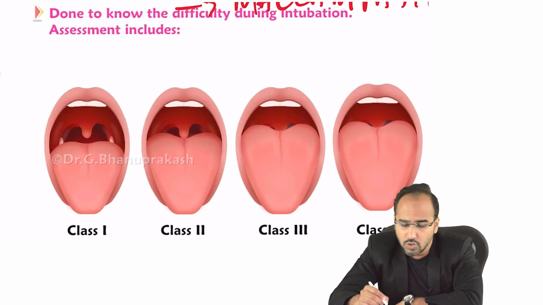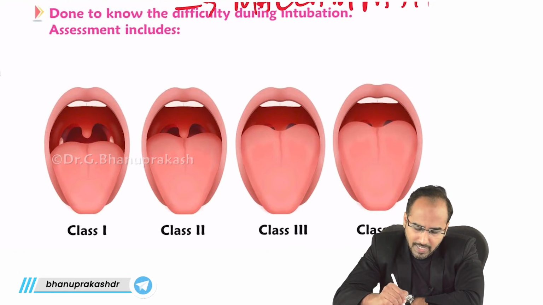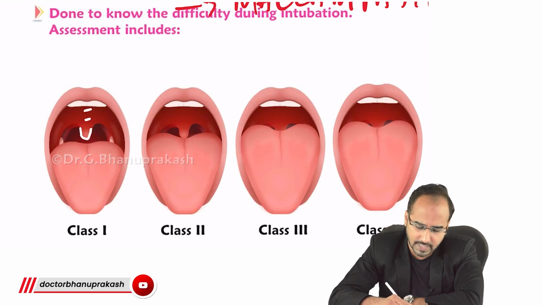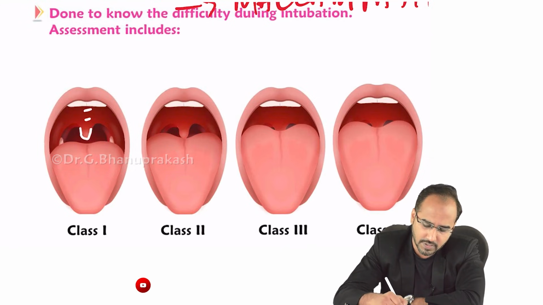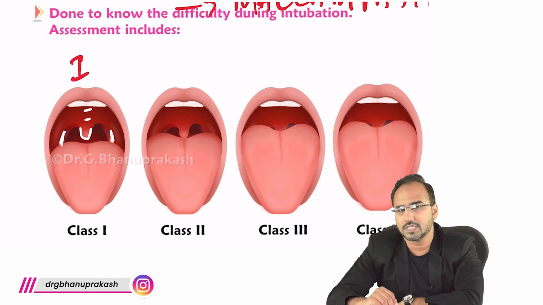When you tell the patient to open his mouth, and while the patient is opening his mouth, if you are able to see the hard palate, soft palate, uvula with tip, and if you are also able to see the tonsillar pillars, that patient belongs to Mallampati class 1. That patient belongs to what, guys? Mallampati class 1.